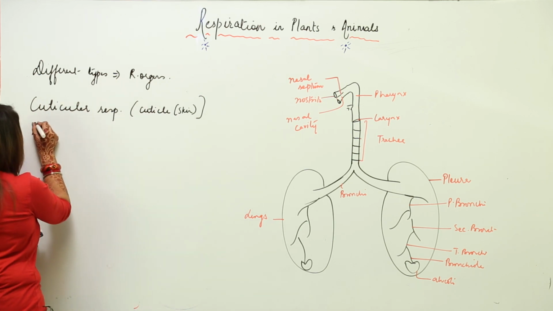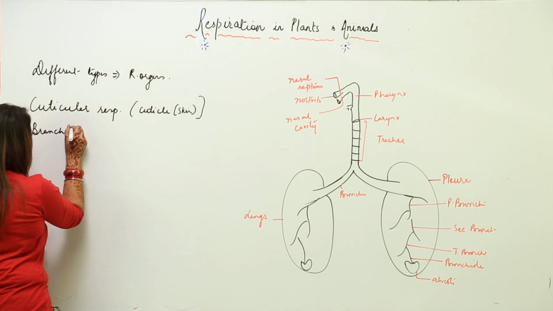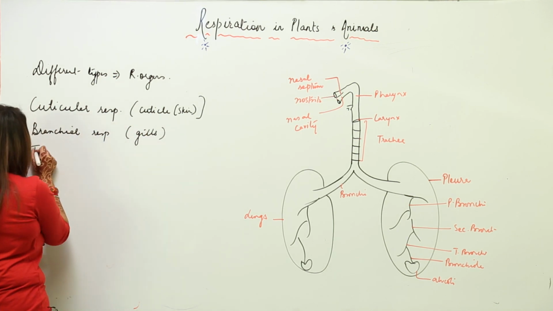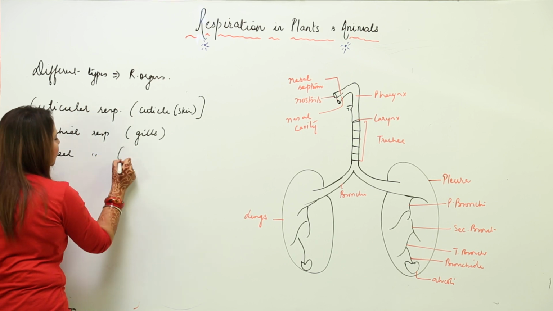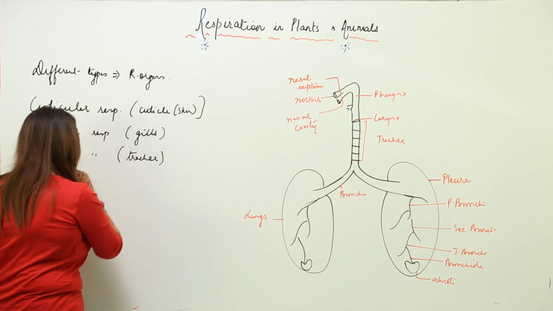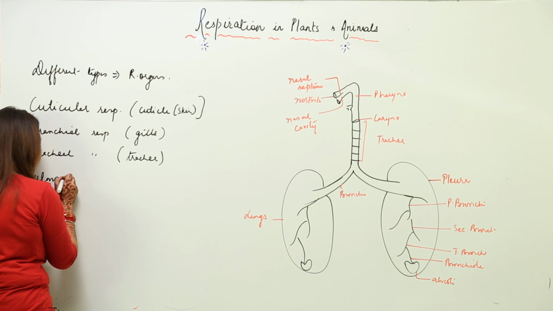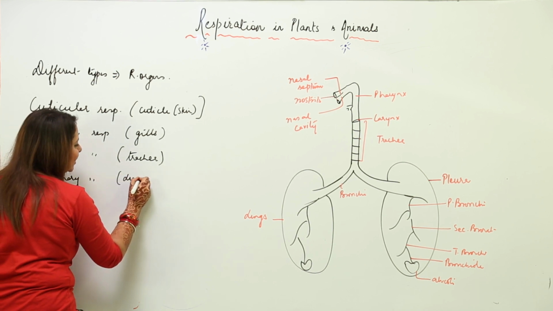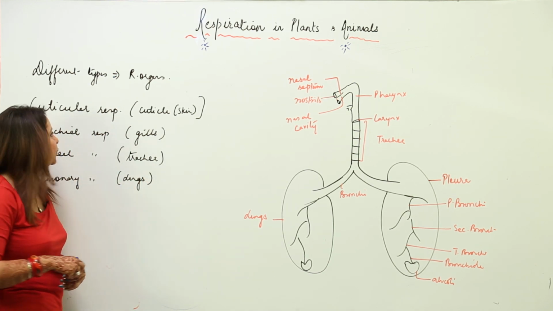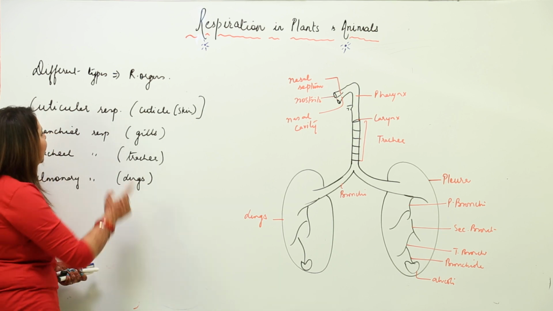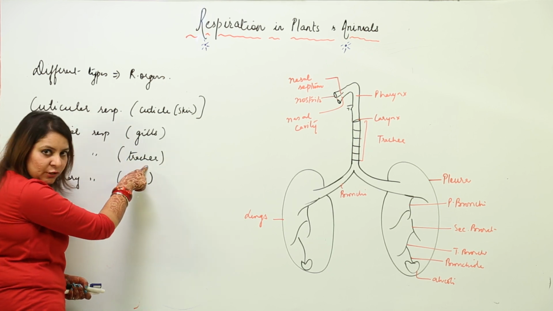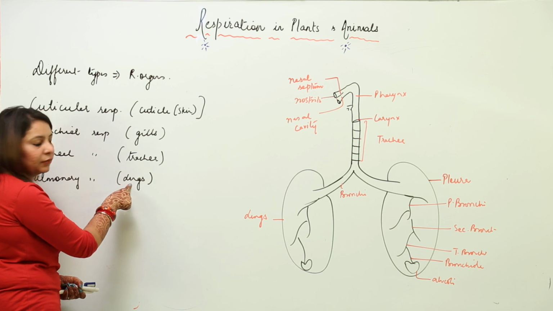There can be a branchial respiration, where the organism makes use of its gills to respire. It can be tracheal respiration, in which the organism makes use of trachea to respire, just the trachea. And there can be a pulmonary respiration, where the organism makes use of lungs, or it has special organs, lungs, for respiring. So we have different kinds of respiration depending upon the respiratory organ. So we can have the cuticular if it is skin, we can have the branchial if it is gills, we can have the tracheal if it is trachea, we can have the pulmonary if we have the lungs.